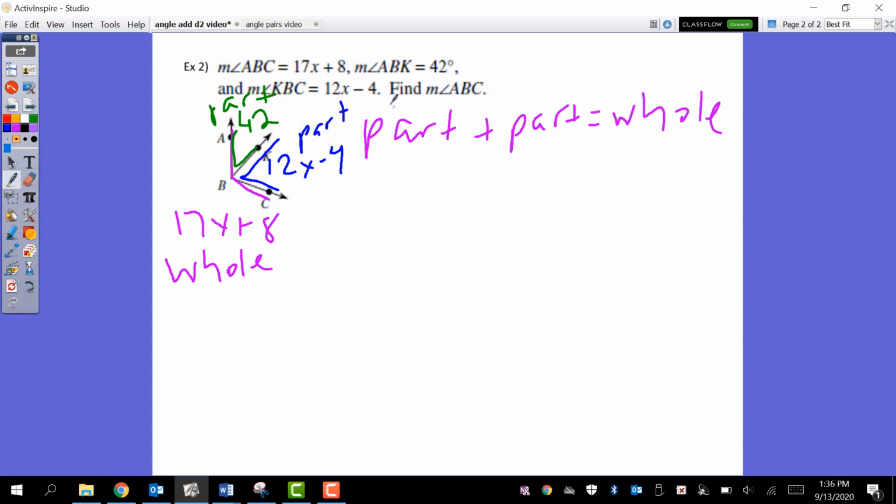And in this one, they're asking me to find angle ABC. Well, they told me it was 17x plus 8, but I'm not just going to put that as the answer like some of us were trying to do before. I have to solve for x and then plug it back in. So here we go. I'm plugging in part plus part equals whole. What was one of my parts? Well, I can see that blue one right there. So I'm going to plug that in first. 12x minus 4. Okay. Plus, what was the other part? The other part we had labeled was 42. So we're going to write that. Equals, what was our whole this time? It was 17x plus 8. So we're going to solve that.